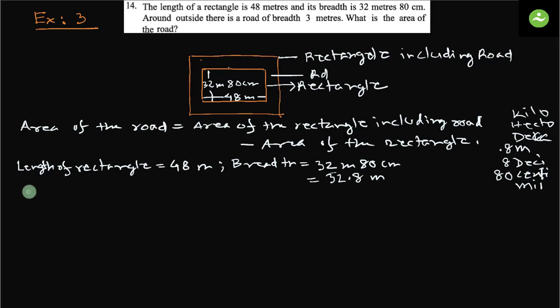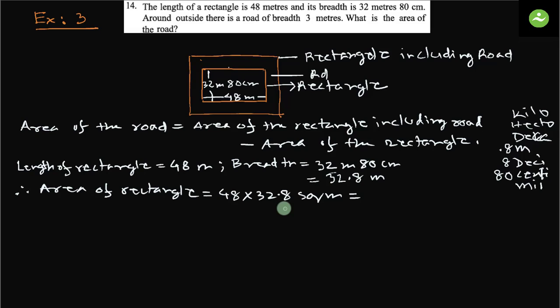Can we find the area? Yes. So area of rectangle equals length 48 times breadth 32.8, and meter into meter is square meter. If we multiply 48 by 32.8, what do we get? 1574.4 square meters.